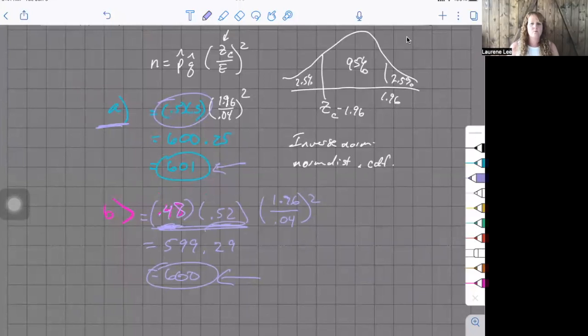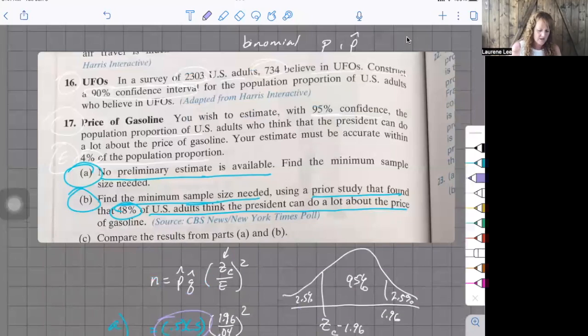So at the end of the day, what I want you to realize, just as a self-check, is if you don't have a preliminary estimate and you're using 0.5, you should get a higher number than when you use a study that's already been done. And that's what C is about. Compare the results. They just want you to notice that part A is bigger because you have to do a bigger sample if you don't have a previous study. So those are the two kinds of problems you're going to do in this section.